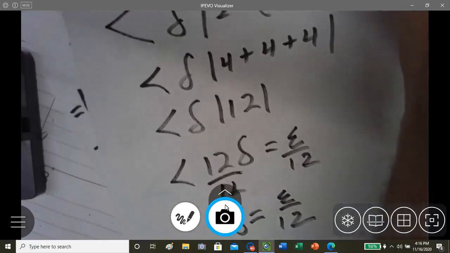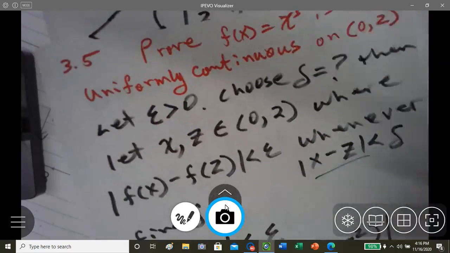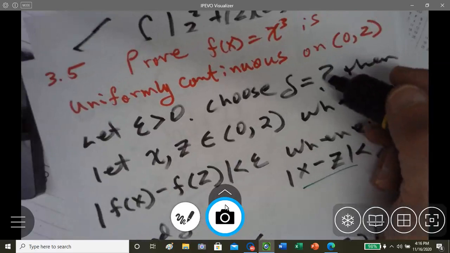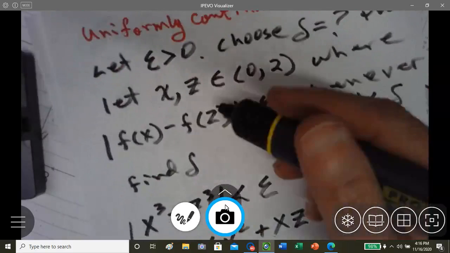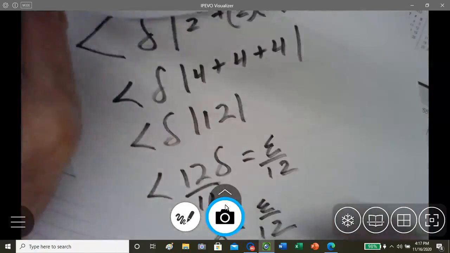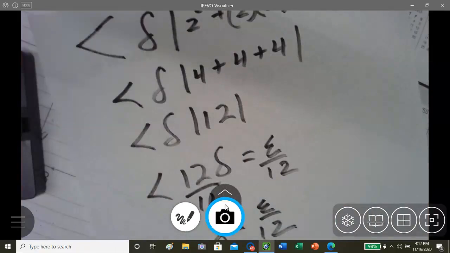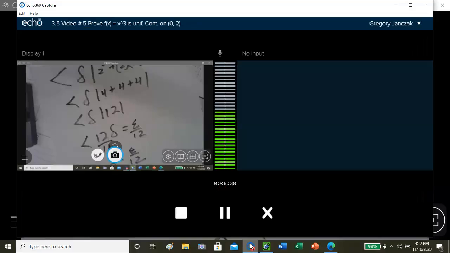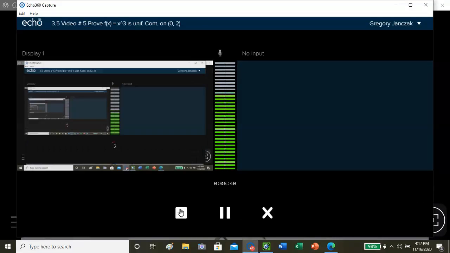So when we go to our formal proof, we can put an epsilon over 12 in here and then go through all these steps in the proof. And I'm going to have you finish that for your homework, because this is homework problem number 4. And so you can go ahead and finish that problem up.